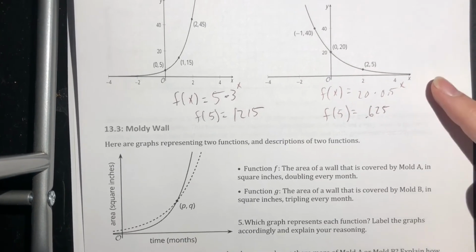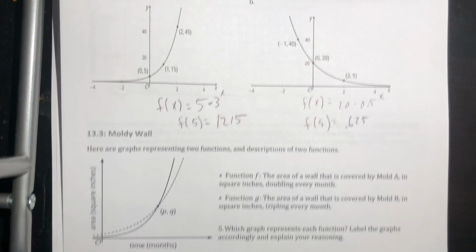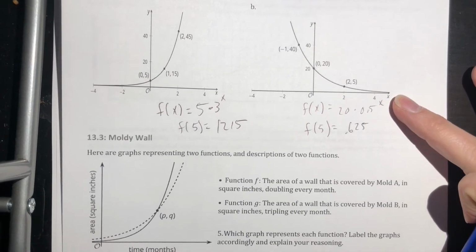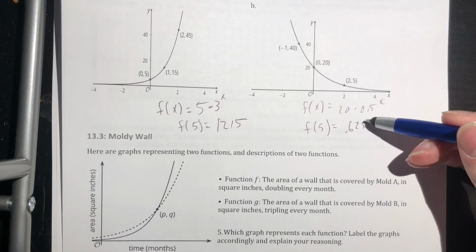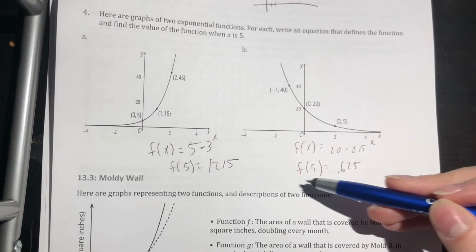So there's your answers there. Growth factor, starting value, growth factor, starting value, f of 5 and f of 5.